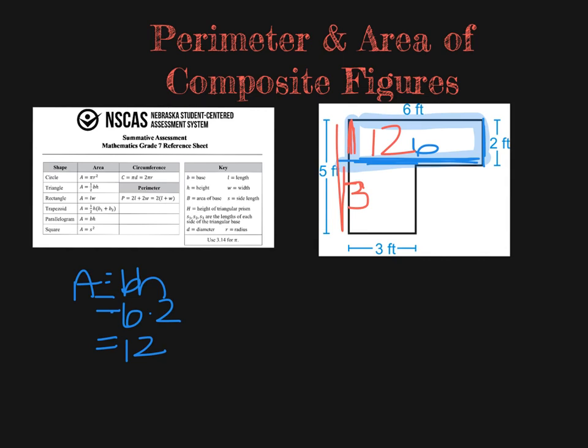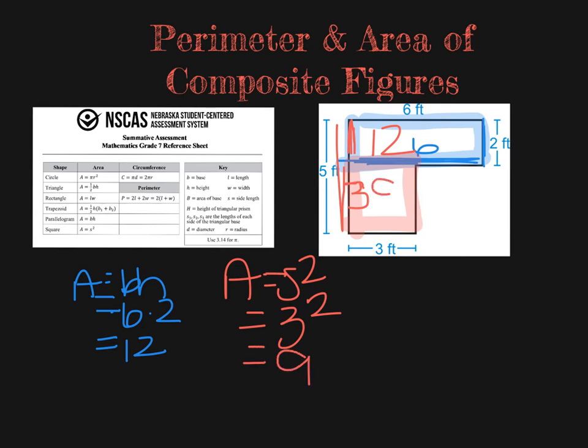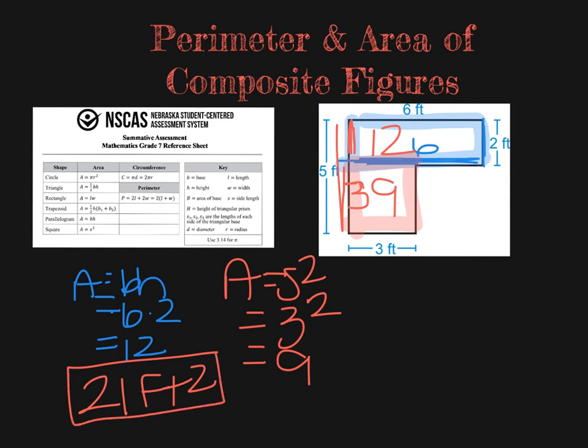So then I look at that and I can see, oh, that's a square. So I go check my formula sheet, and to find the area of a square, area is equal to side squared, or side times side, and each side is 3. So 3 squared is 9. So when I add those up, I get a total area of 21 feet squared. Again, remember those composite figures, you're just adding more than one together.